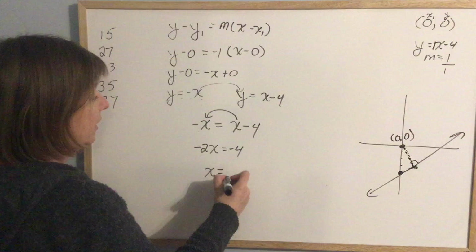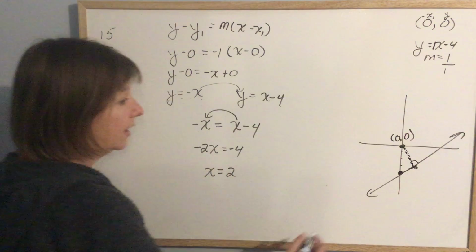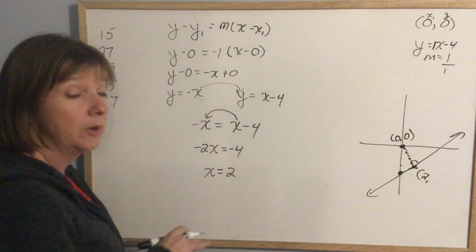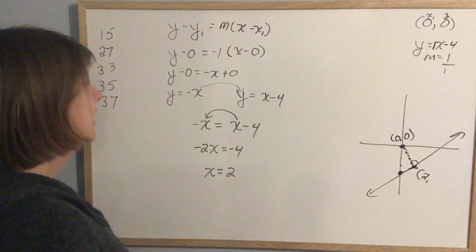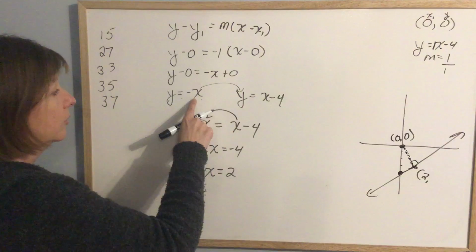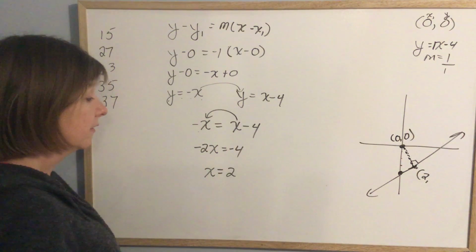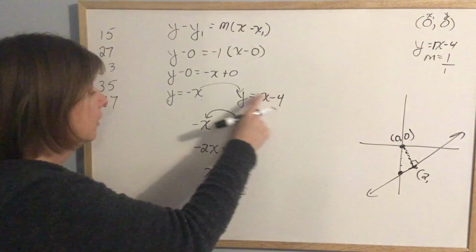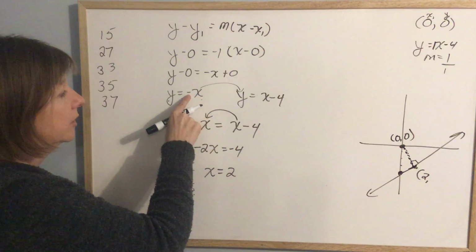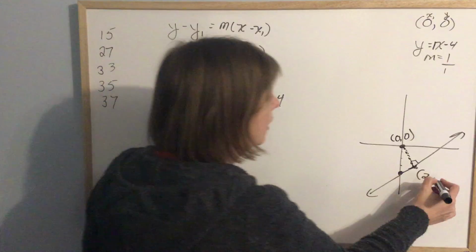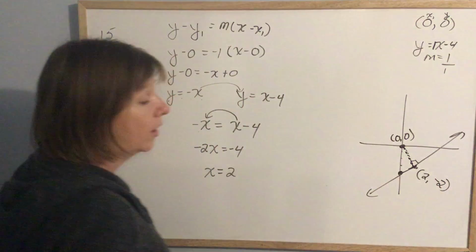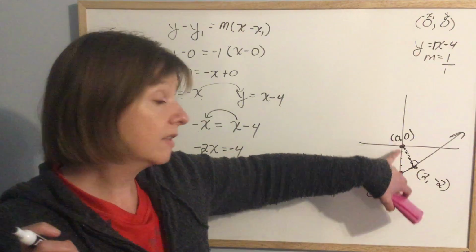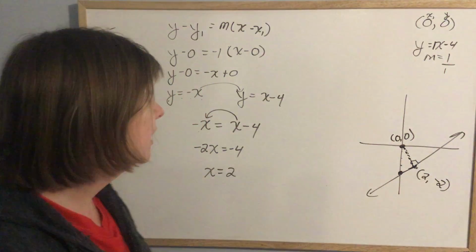Divide both sides by -2, and I get that x is 2. Now I need a y value. No problem. Just take that and put it back either into here or into here. It won't matter. You'll get the same answer. 2 take away 4 would be -2. Or if I put a 2 in here and there's a negative, it would be -2. Either way, the y is -2. So now I know where this line starts, and I know where this line ends.